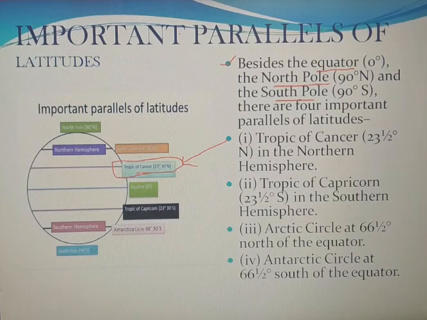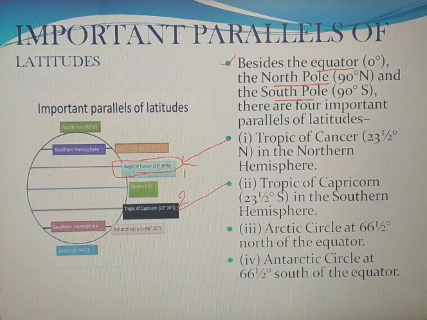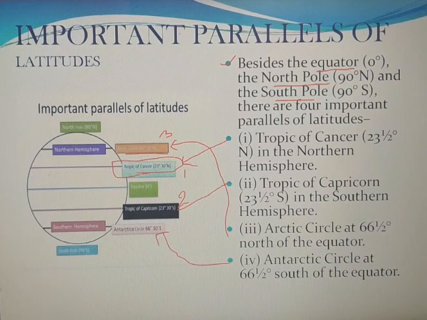Next is the Tropic of Capricorn, which is 23.5 degree south in the southern hemisphere. This is the second one. Let me write 2 here and 1 here. The third one is the Arctic Circle at 66.5 degree north of the equator. This is the Arctic Circle. Then the last one is the Antarctic Circle at 66.5 degree south of the equator. This is the last one.